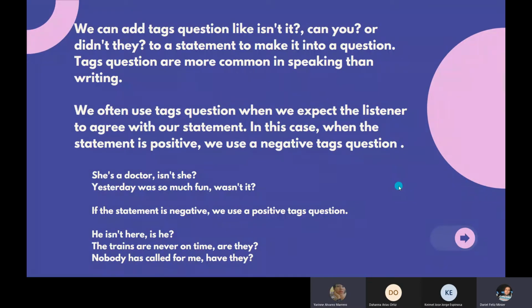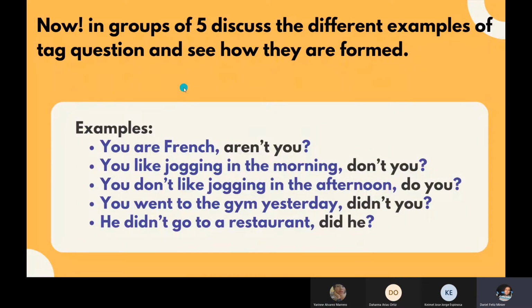He isn't here, is he? The trains are never on time, are they? Nobody has called for me, have they? Great, thank you. Good job. Now, in groups of five, discuss the different examples of tag questions and see how they are formed.